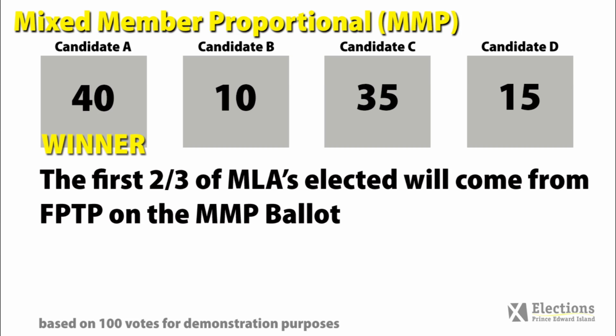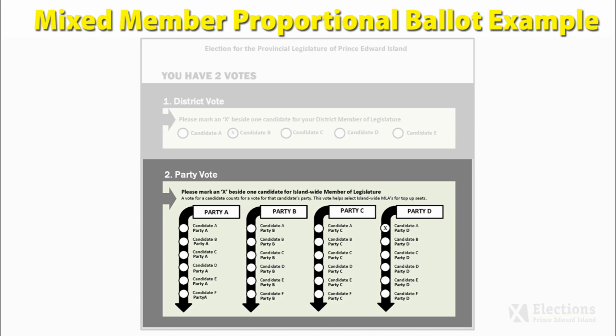2/3 of the seats will be elected in this manner on the mixed-member proportional ballot. The remaining 1/3 of seats would be representatives island-wide. This is the party vote. Each party would put forward a party list of candidates from their party. The actual number of party list candidates is yet to be determined. We've used 6 for this demonstration.